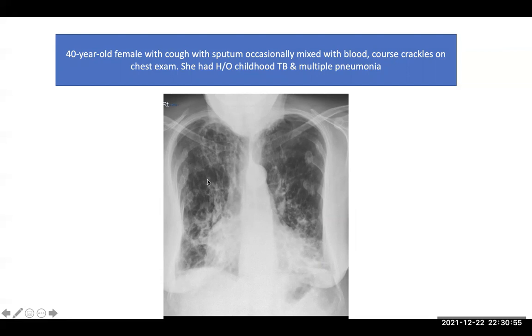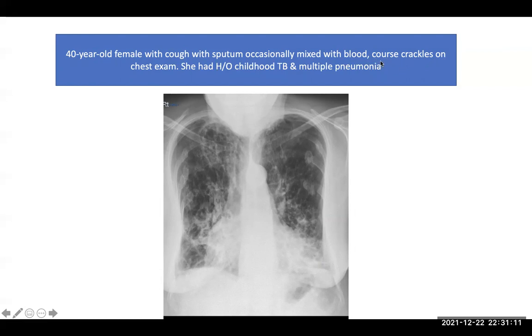Bronchiectasis. Exactly. Very good. So look at the history of the patient. This patient has cough with sputum production, occasionally mixed with blood, and coarse crackles. Very important for bronchiectasis.